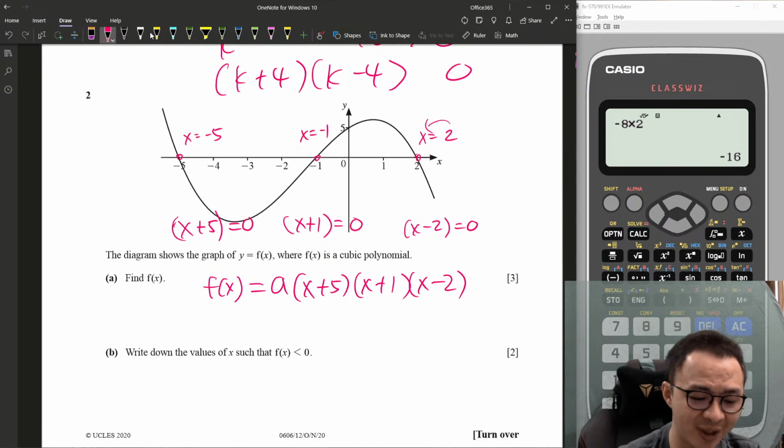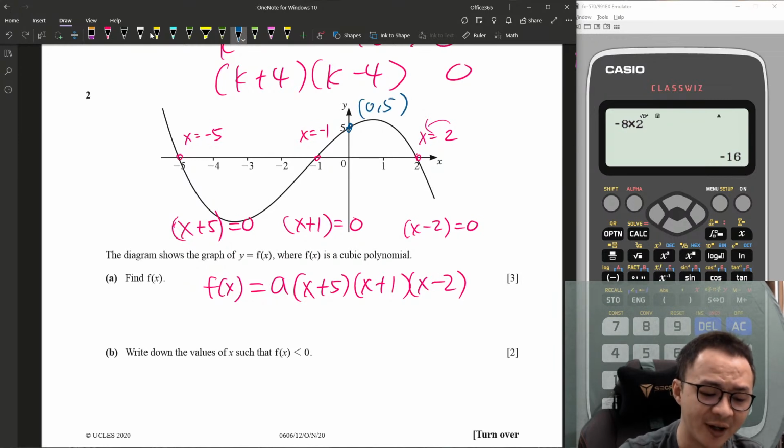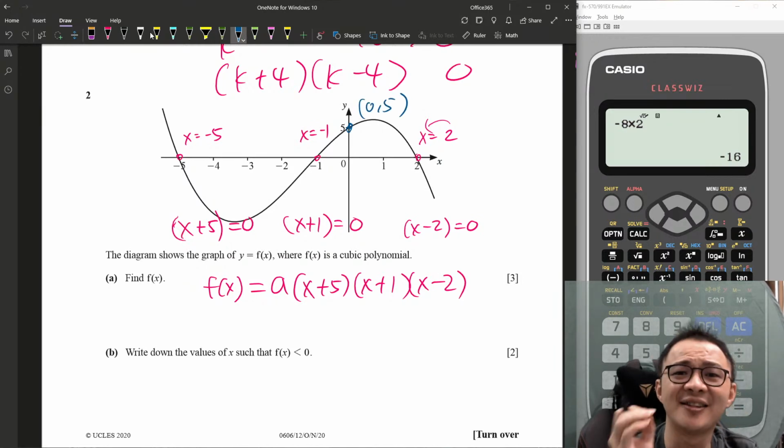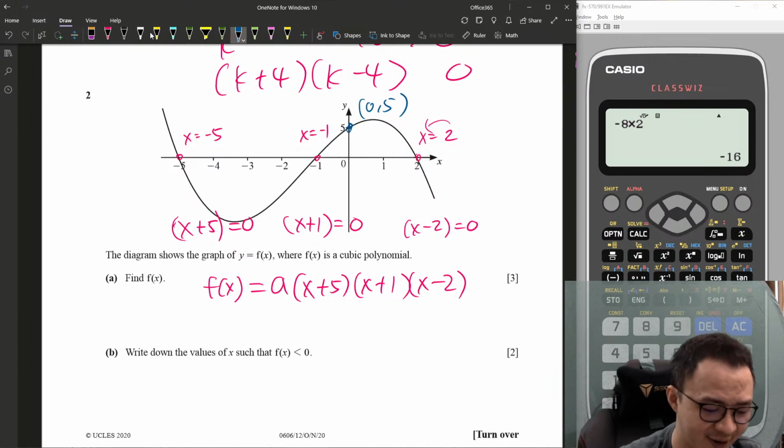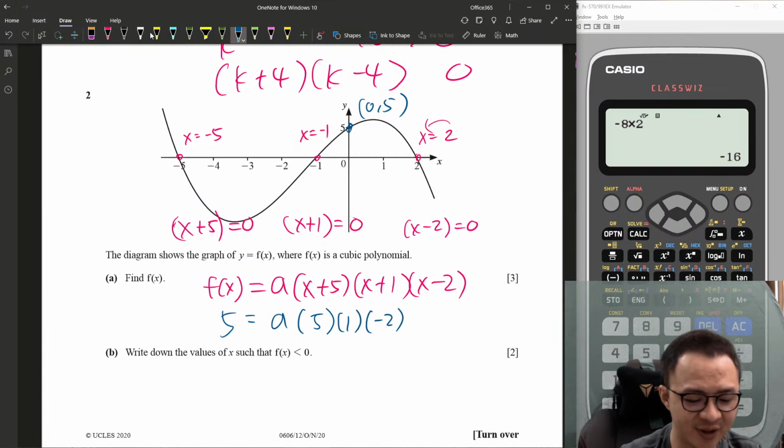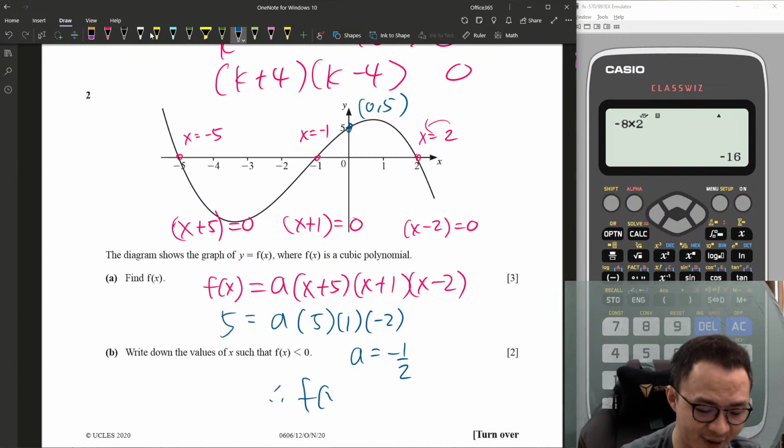So what I want to do next is find the a. Whenever I want to find the a, I will always use the y-intercept, which is (0, 5). I will sub 0 into all my x and sub 5 into my f(x). So this is a, and this is 0, so 5 times 1 times negative 2. This is negative 10, so my a will be negative 1 over 2. Then I can write my f(x) equation. Done. It will be negative 1 over 2, (x plus 5), (x plus 1), and (x minus 2).